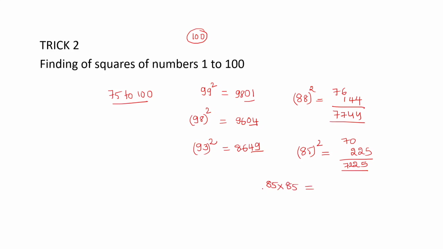Or else we can find the 85 square by using the previous trick. That is, the sum of unit digits is 10 and the tens digits are the same. So 5 into 5, that is 25. What is the number we'll get after 8? That is 9. 8 nines are 72.